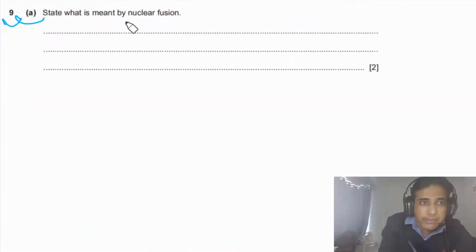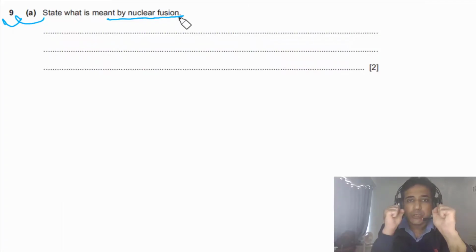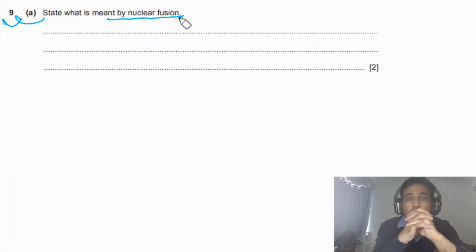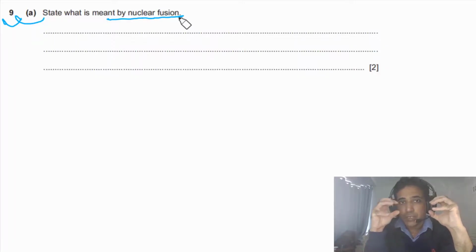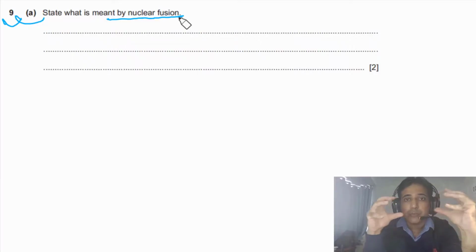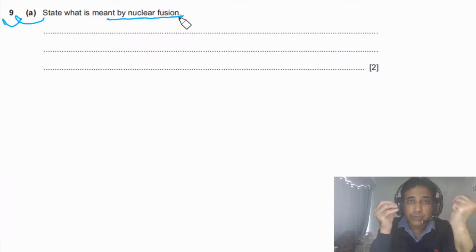Question 9, part A says, state what is meant by nuclear fusion. Nuclear fusion simply means that two lighter nuclei combine together and form a heavier nucleus. This process of combining lighter nuclei to form a heavier nucleus is called nuclear fusion. And in this process, mass will be converted into energy. So a lot of energy will be released in this process.